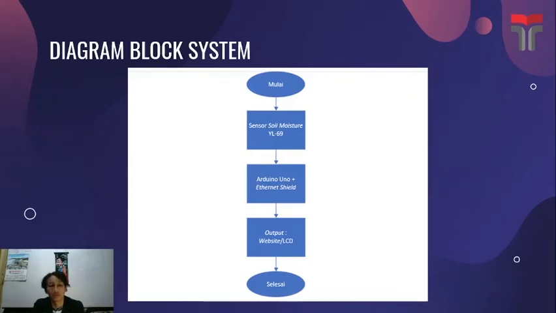And next, this is a system block diagram of the tool I made. First, the soil moisture sensor will take data in the form of soil moisture. Then it will be forwarded to Arduino and will be processed. After processing, the data will be displayed on the website or LCD.